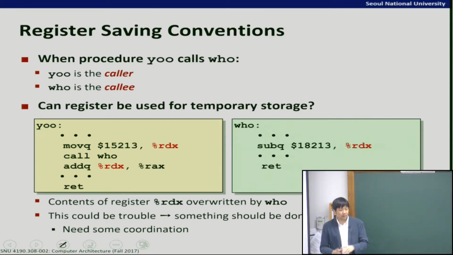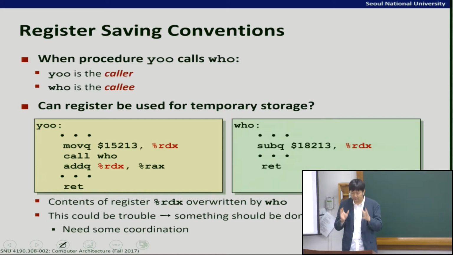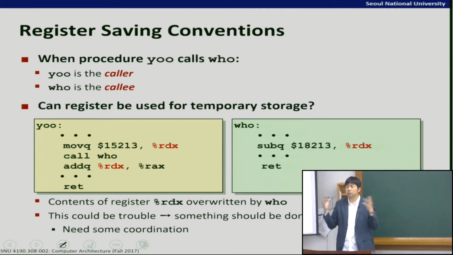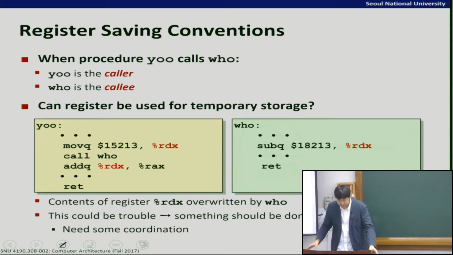Okay, so let me tell you what the problem is. What is the problem first? So here, let's say you have function u and function who, and u is the caller and who is the callee, right? Inside the body of u, who is called. So there's a caller and callee relationship between the two. So the question is, when you actually call a new function, what registers can be used as temporary storage in the callee function? That's the question.